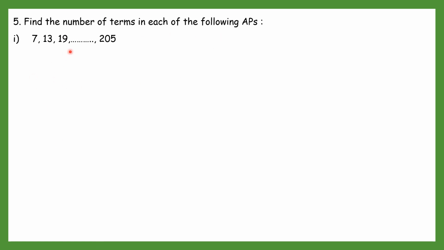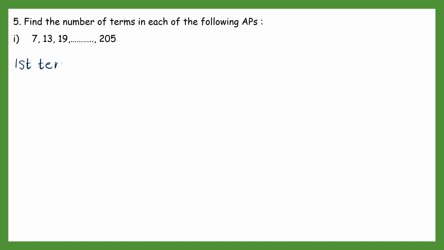The arithmetic progression they have given is 7, 13, 19 and so on up to 205. This is the arithmetic progression. We should find the number of terms. Number of terms means what? N. We should find N. They have given the first term of the arithmetic progression.